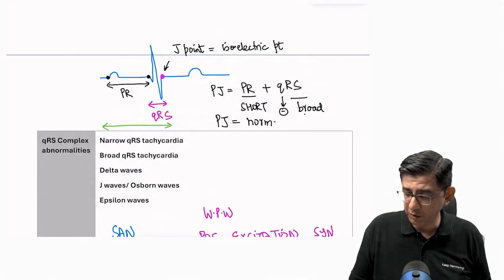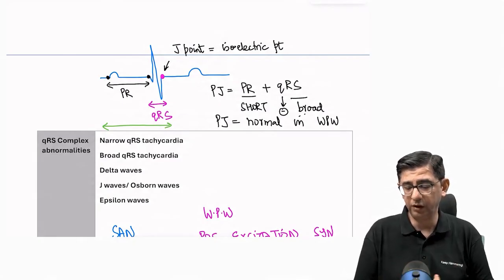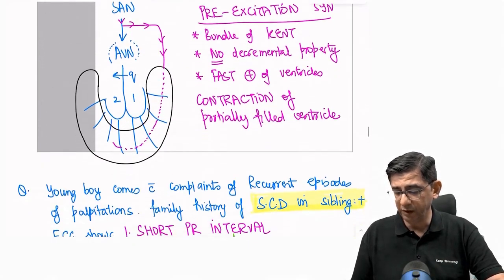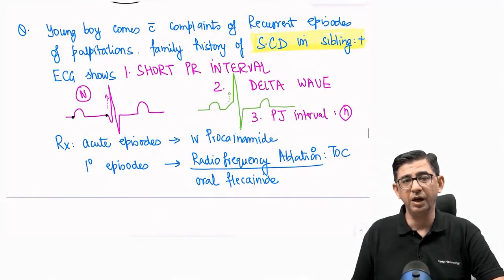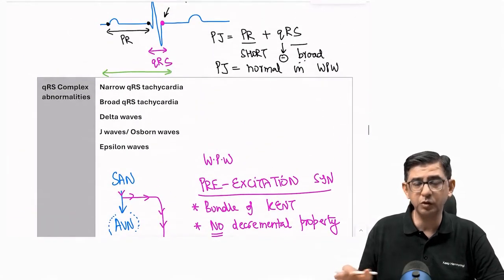This that I've explained to you is having no importance in MCQs. It is just to increase your comfort level that I wanted to say that the PJ interval is normal for this condition. Otherwise, the more important relevant things are what I've said at the bottom, that is a short PR interval and delta wave. PJ is normal. I gave the rationale for this superiorly.